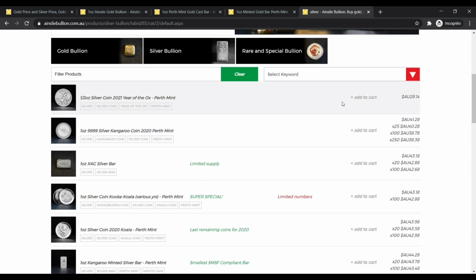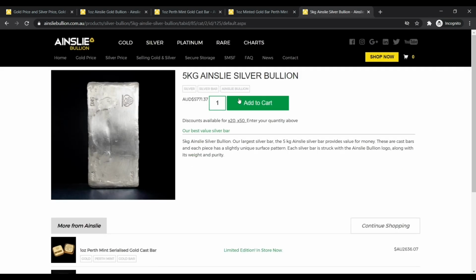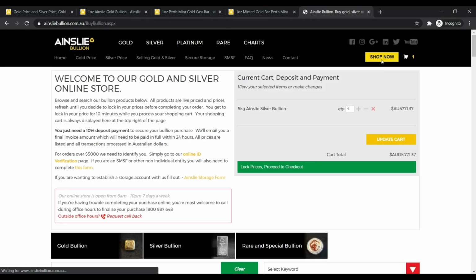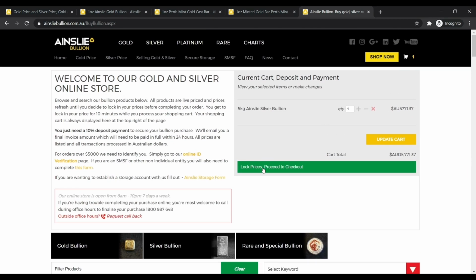Alrighty, so now that you've figured out what you want to buy, we want to buy one of these 5 kilo Ainsley bullion bars. All you're going to do is add it to cart. Now it's in that cart. I want to now check out. So welcome to the Gold and Silver online store. For orders over $5,000, we need to identify you. You need to get an online verification. If you're an SMSF or another entity, you need to complete this form. We're not going to worry about that. What I want to do is lock in prices and proceed.